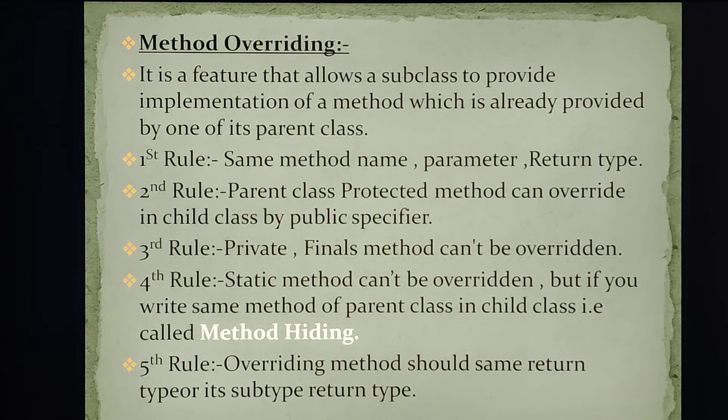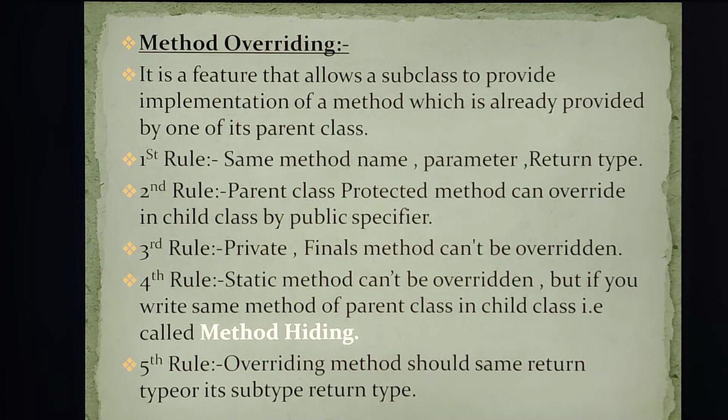Method overriding is a feature that allows a subclass to provide the implementation of a method which is already provided by one of its parent classes. Don't get confused: one of its parent classes can be an extended class, and it can also be implemented from an interface. Don't worry here.